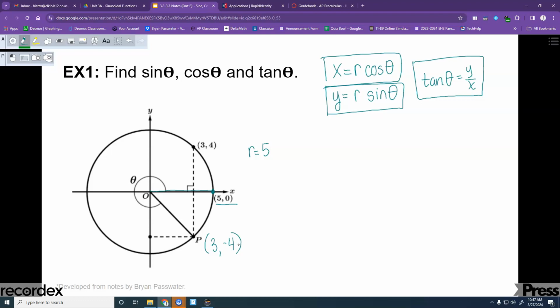So if I want to know about sine of theta, I'm going to use y equals r sine theta. So the y coordinate is -4, the radius is 5, and I've got sine theta. And I want to find sine theta, so I just need to divide by 5. So sine of theta would be -4 over 5. That is one of my answers.